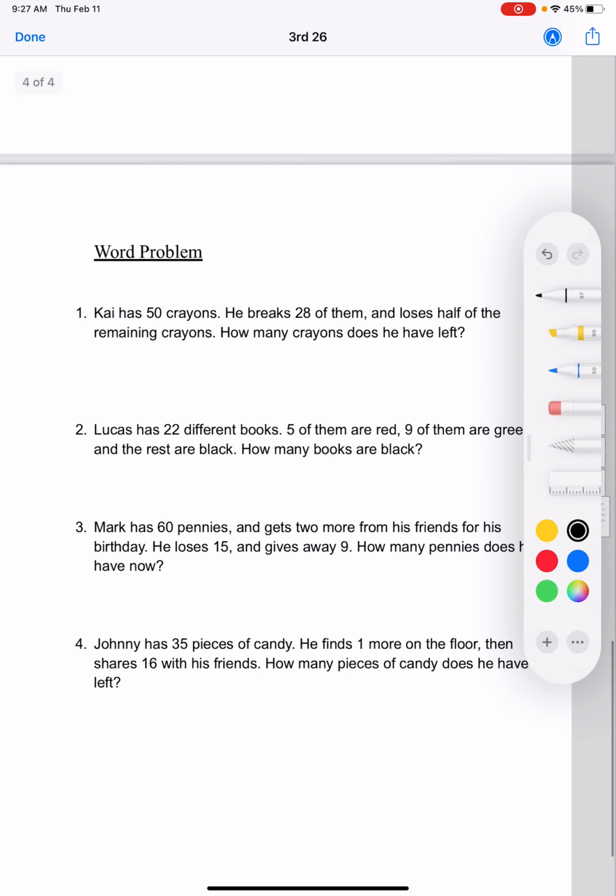Okay, lastly, we have word problems. Kai has 50 crayons. He breaks 28 of them and loses half of the remaining crayons. How many crayons does he have left?